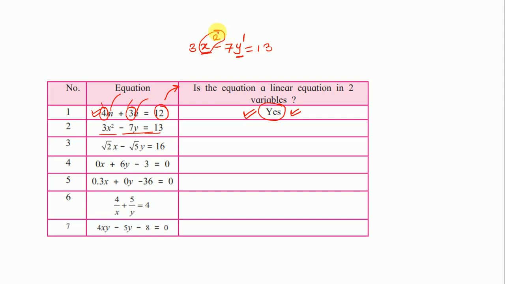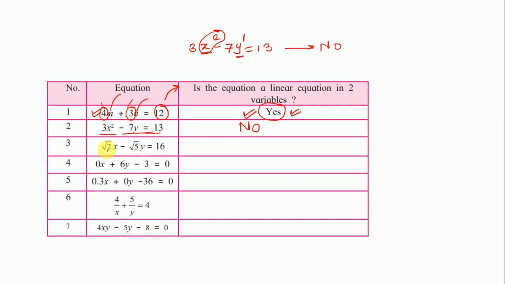So the degree compulsorily should be 1. That's why this equation is not a linear equation in two variables. The comment for this is no, it is not a linear equation in two variables. Let's have a look at the third equation, which is given as under root 2x minus under root 5y equal to 16. So is this a linear equation in two variables?